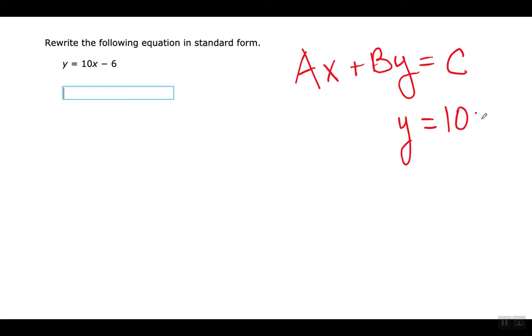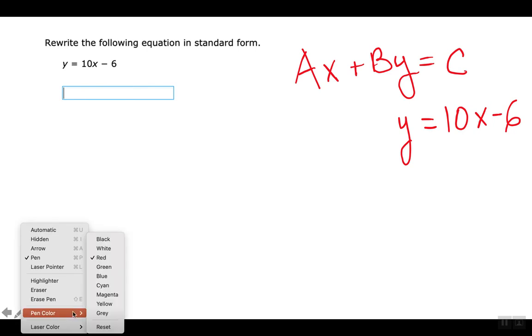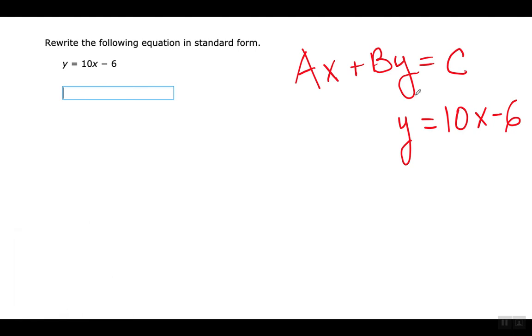So y equals 10x minus 6. Alright, so let me first move the 6 to the left so that I don't create a mess here. Let me just do one thing at a time. I'm going to move the 6 to the left by adding 6 to both sides.